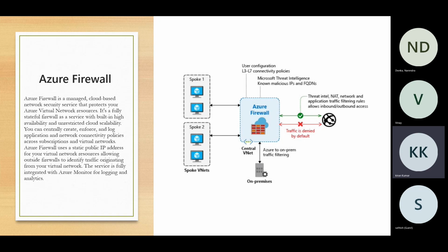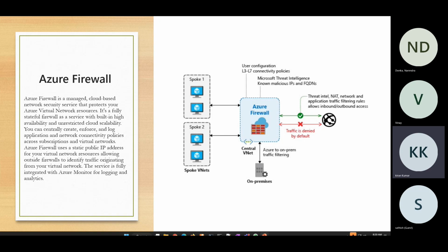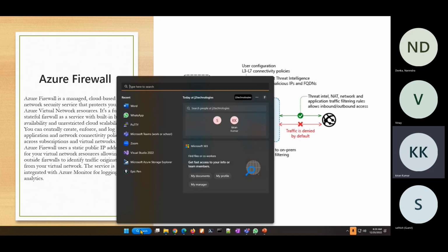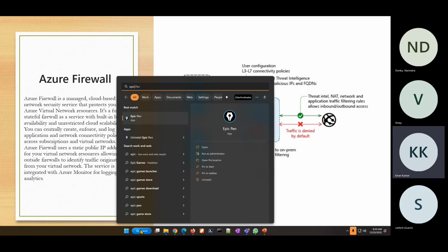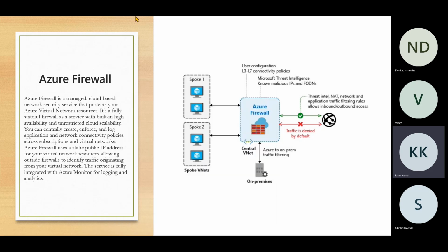But first of all, in this firewall, what types of rules can we create? In this firewall we can create L3, L7, DNAT rules, and source NAT rules. So what are these? L3, L4 are network rules. Network rules are for IP addresses.